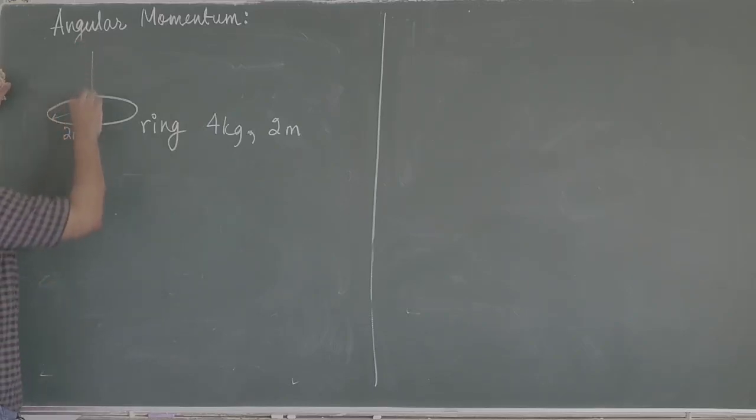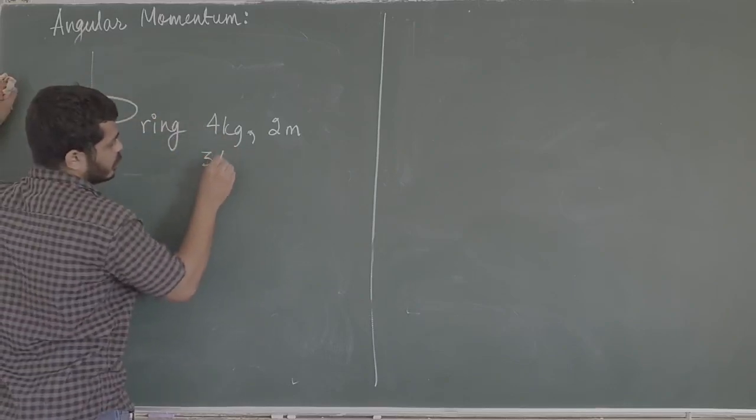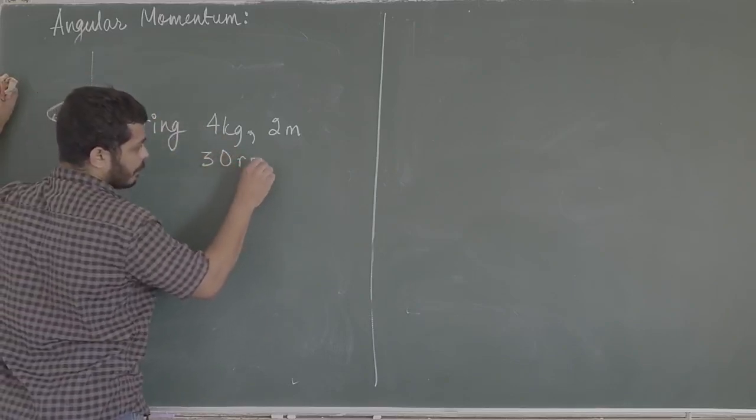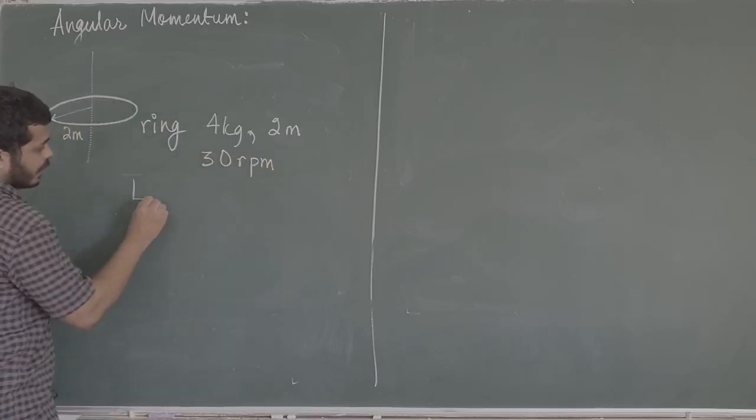Let me give you a new kind of question. Let's say it covers 30 rotations per minute, 30 rpm. Find out its angular momentum.